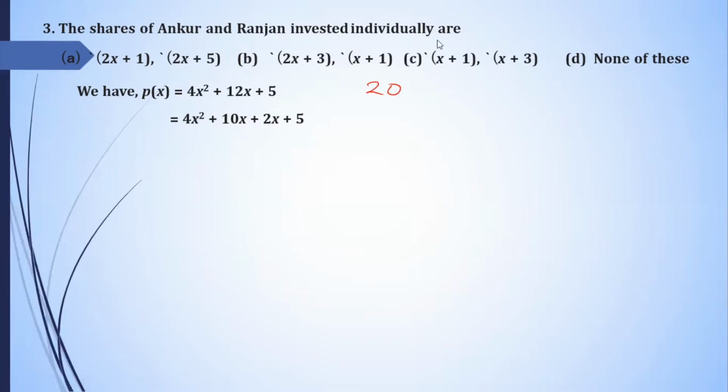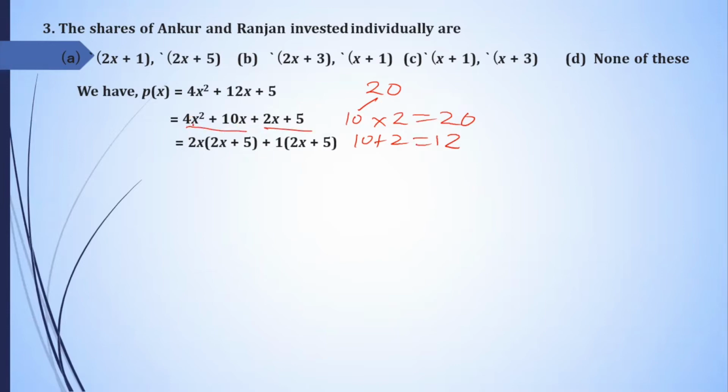So we have 10 into 2 is equal to 20, and 10 plus 2 is equal to 12. This is how we split the middle term: 12x as 10x plus 2x. Now let us simplify. When we take these two together, the common factor between 4x square and 10x is 2x. So 2x is taken out. 2 2s are 4, so 2 remains, and from x square, one x has gone out, so x remains. And 2 into 5 is 10, so 5. When I multiply again, I get 2x into 5 is 10x. Same thing happens here. So 1 taken common out of this, so 2x plus 1.